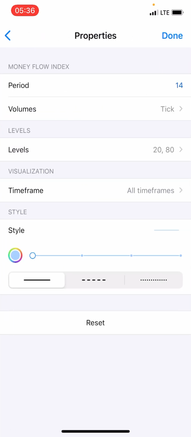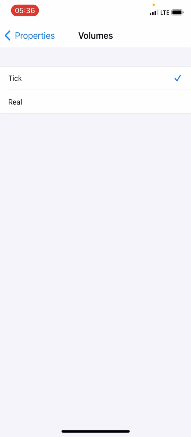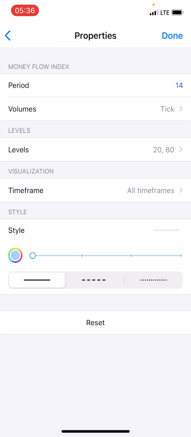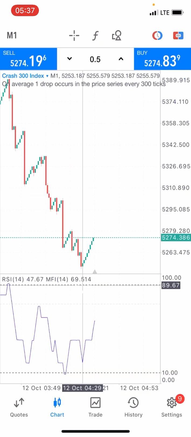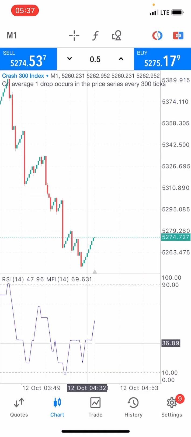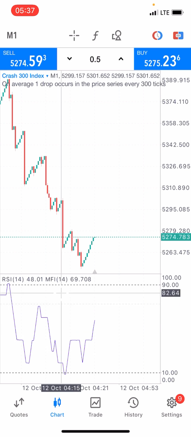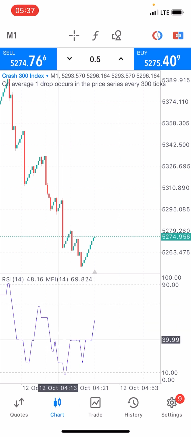You add the MFI, the Money Flow Index. The period of the Money Flow Index is 14. For volumes, we have tick and real, so we are going to be using tick. The levels are 20 and 80. All time frames, use whatever color you want to use. Let me just change to a deeper blue color. Done. Now this is what your indicator window one is going to look like. We're just using that indicator window. We are not using any other one, no moving average.